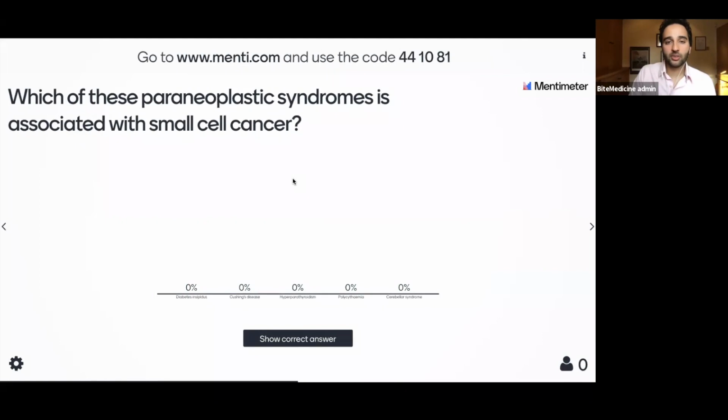So we touched on the phrase paraneoplastic syndrome earlier. But which of these paraneoplastic syndromes is associated with small cell lung cancer? Diabetes insipidus, Cushing's disease, hyperparathyroidism, polycythemia, or cerebellar syndrome.